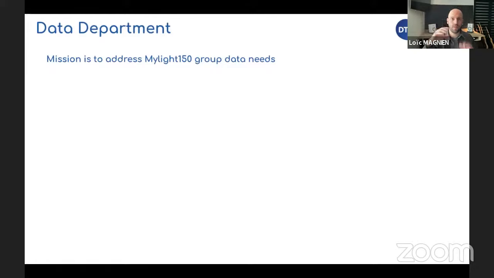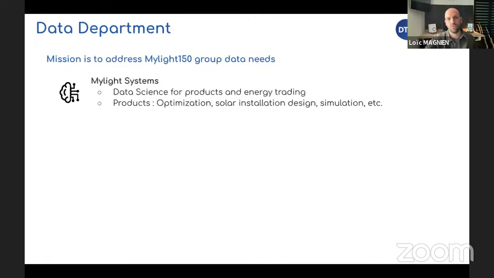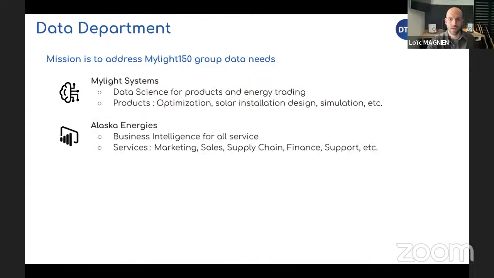Data department within MyLight, to present it briefly. So the role of the data department is to address all the group needs. And for MyLight Systems, it's more of a tech company. We do data science for product and energy trading. And for Alaska Energies, it's more of a classic business intelligence for all the services. So it's like reporting for marketing, sales, supply chain, finance, etc.